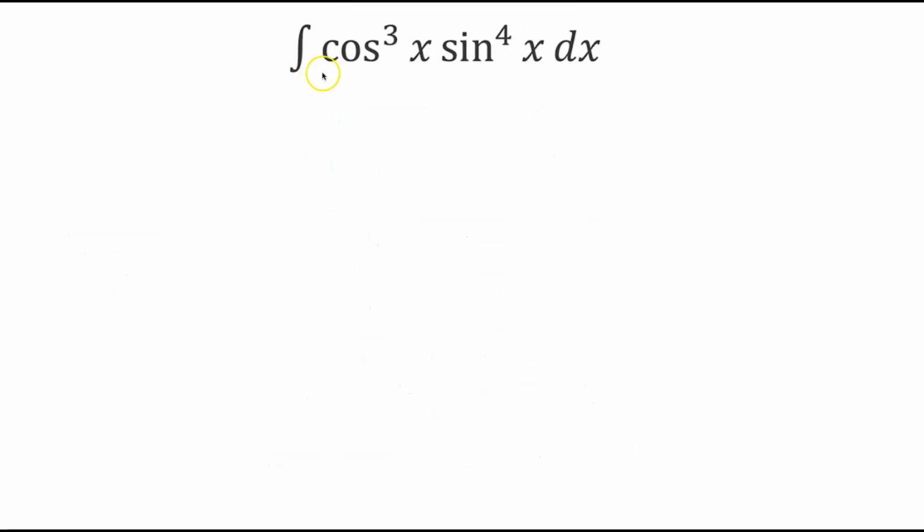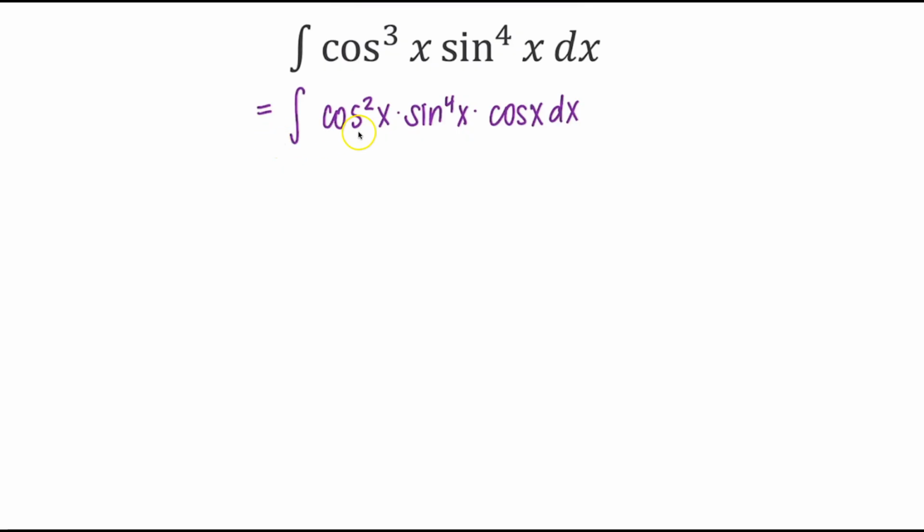Now let's integrate cosine cubed x times sine to the 4th x dx. This falls under case 1 because I have a cosine function raised to an odd power. So if either cosine x or sine x is raised to an odd power, or they both can be, then we fall under case 1, where we save a copy of the odd power so that it turns into an even power. So I'm going to write this as cosine squared x times sine to the 4th x, and I'm going to save that one copy of the odd power, cosine x, with a dx in the back.